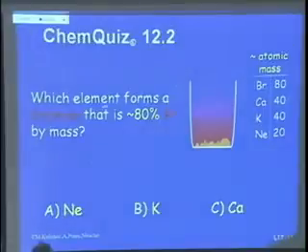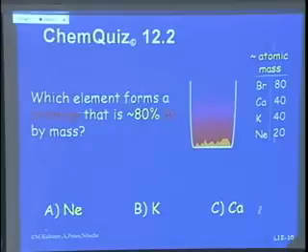Now let's see if you understood. I have an element that forms a bromide that is 80% bromine by mass. So the element could be neon, potassium, or calcium. Here the atomic mass is given just for your orientation. So what is the element that forms a bromide compound that is 80% bromine by mass? Why don't you think about this?